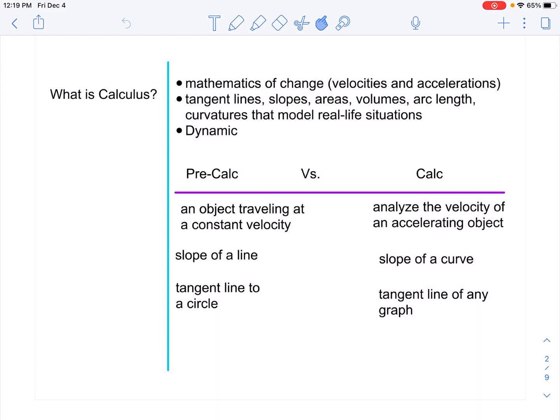In pre-calc, we found the slope of a line. In calculus, we find the slope of a curve. And in pre-calculus, you can find the tangent to a circle. And in calculus, we find the tangent line to any graph.